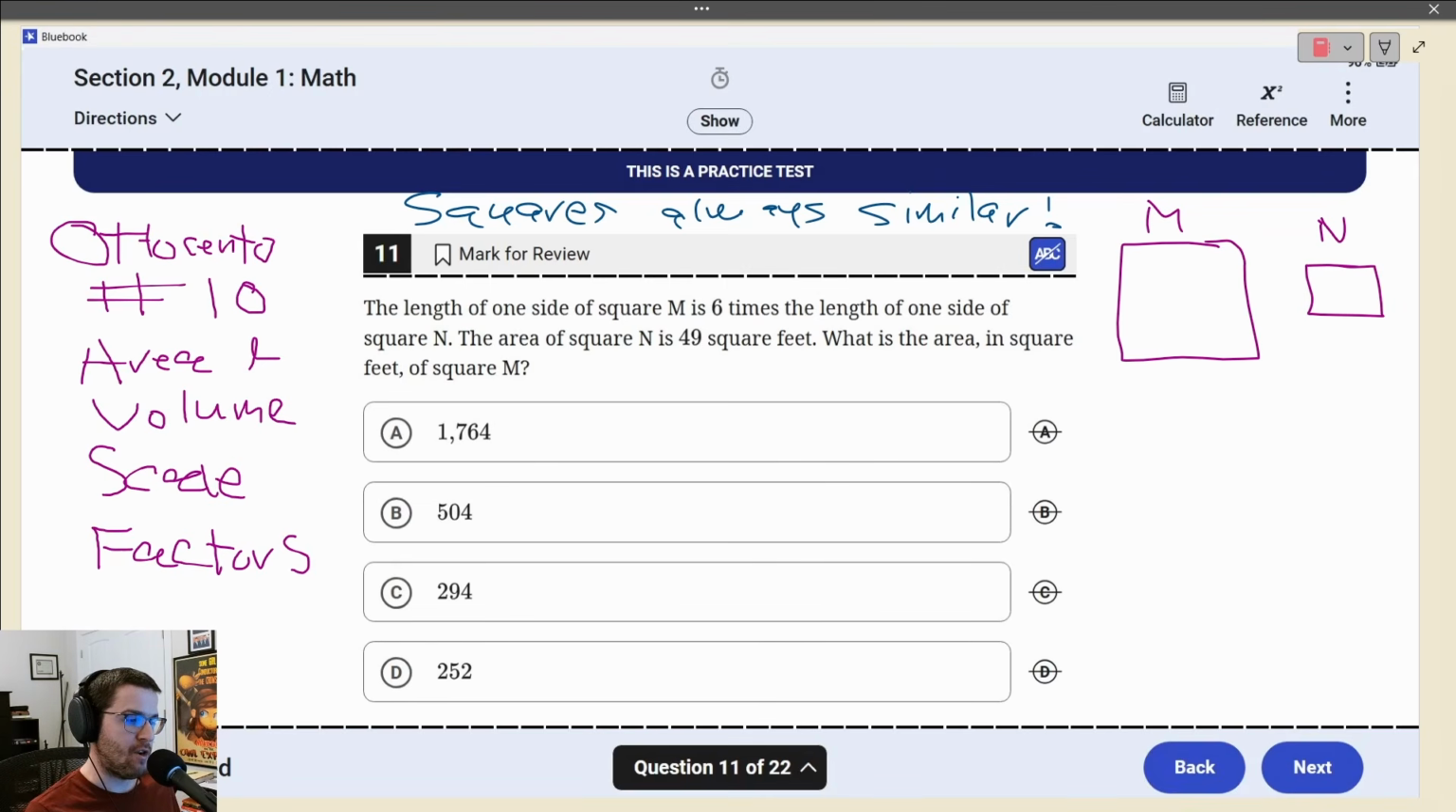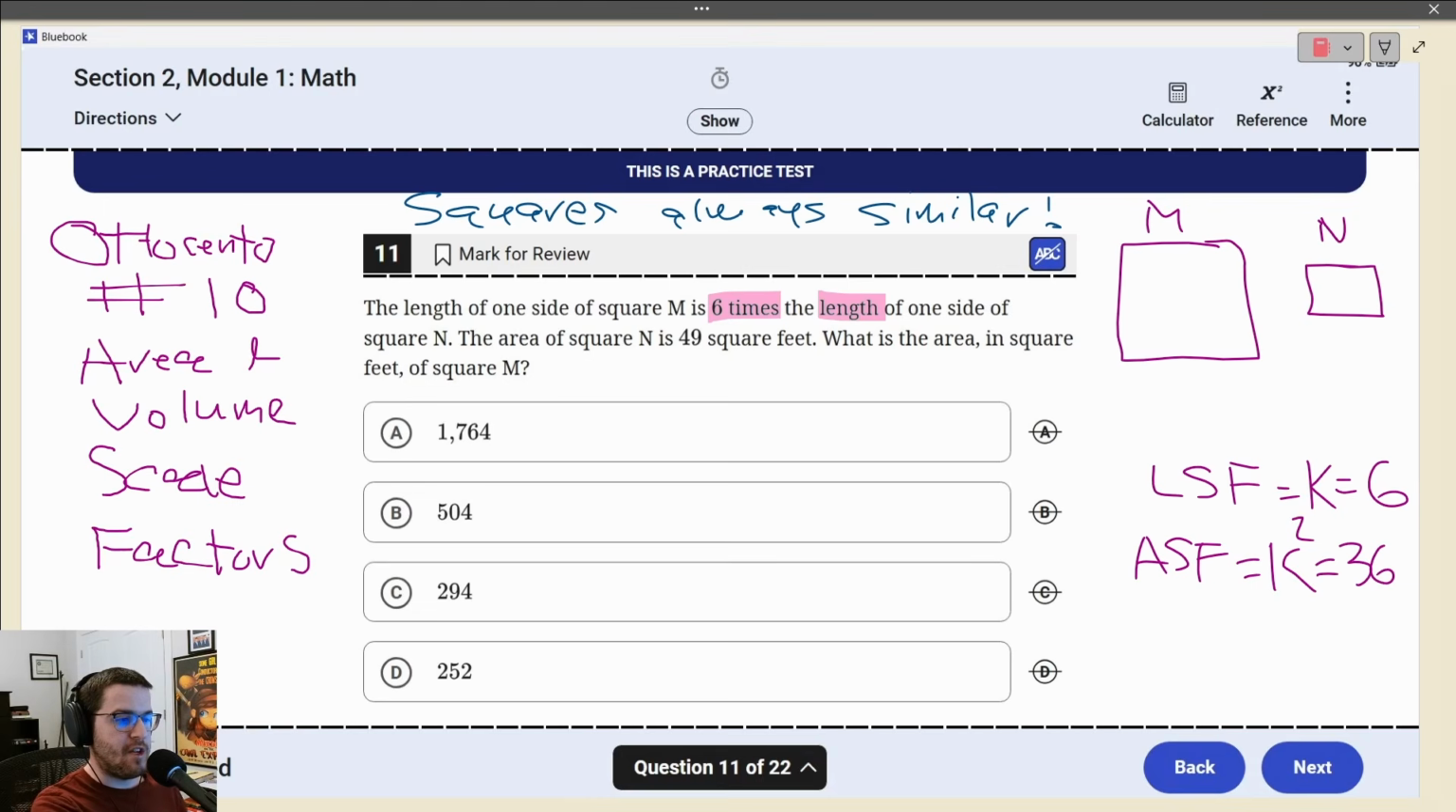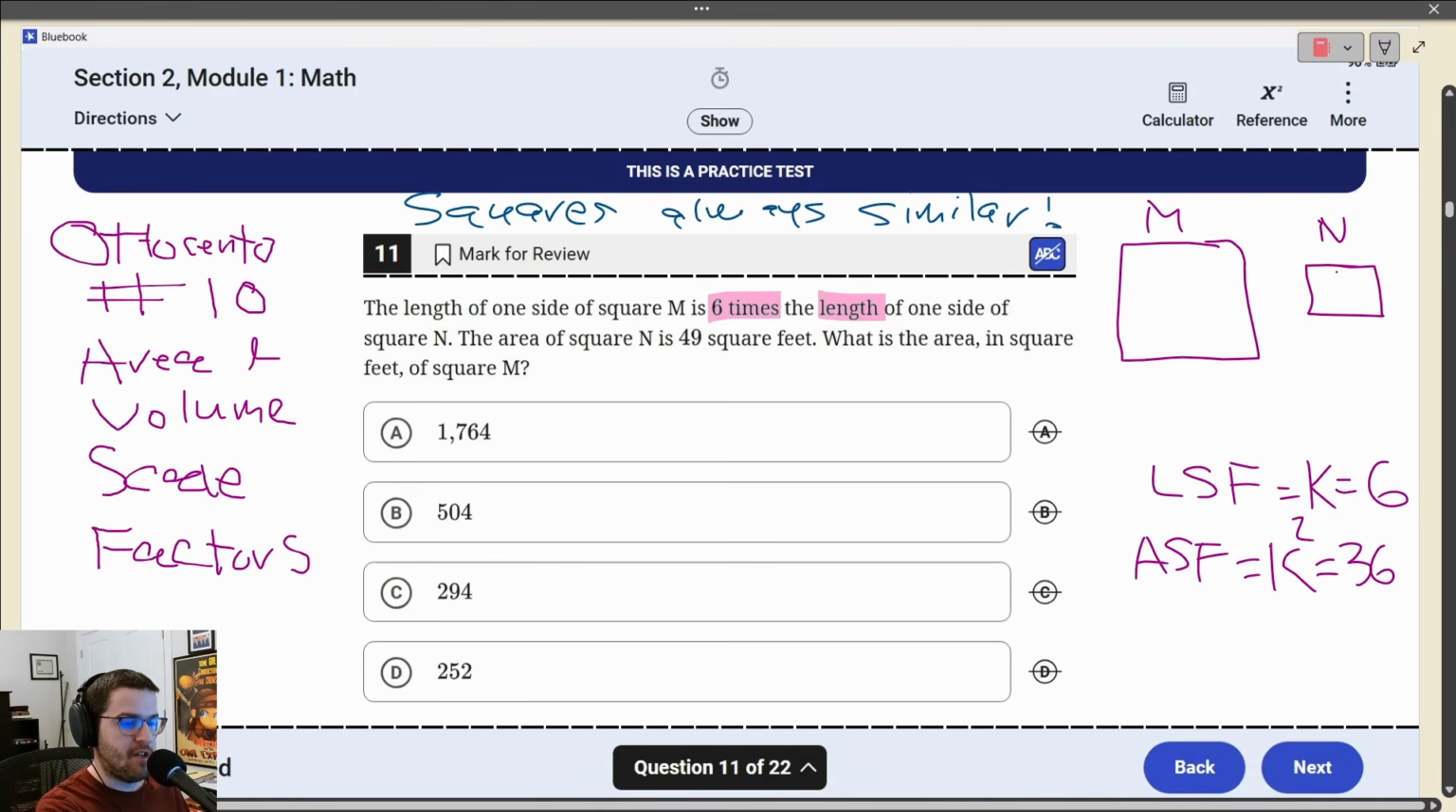Now I'm looking for either a pair of corresponding measurements or the word "times." And as I already mentioned, we see the word times here: 6 times the length. That is telling us the linear scale factor, which we call capital K, and it is 6. The area scale factor for this problem would be equal to K squared. 6 squared is 36.